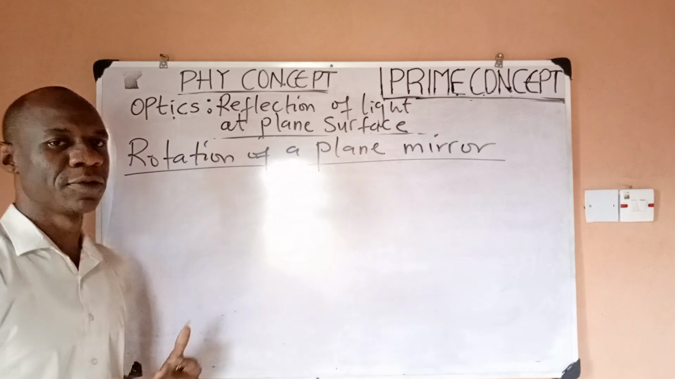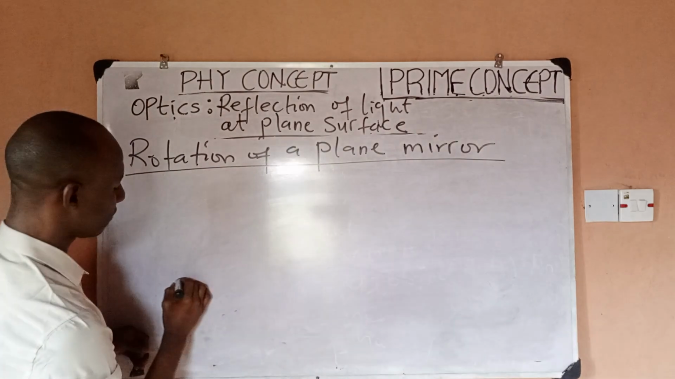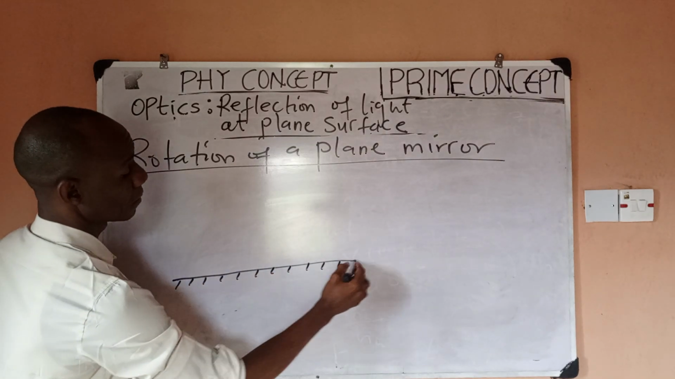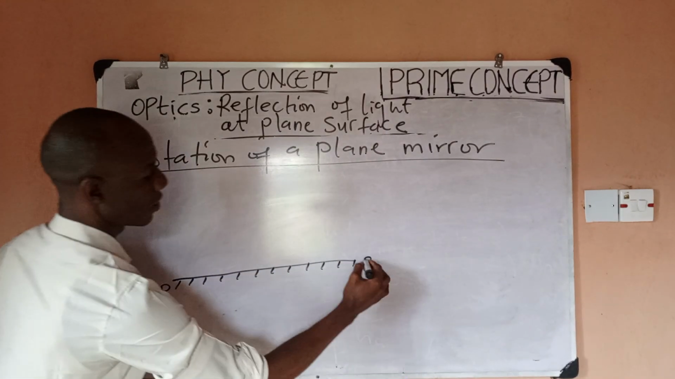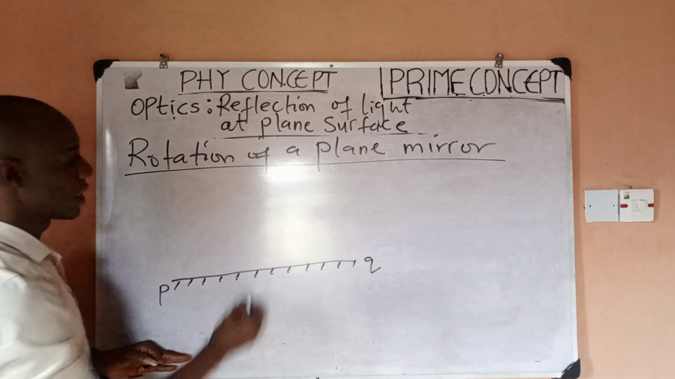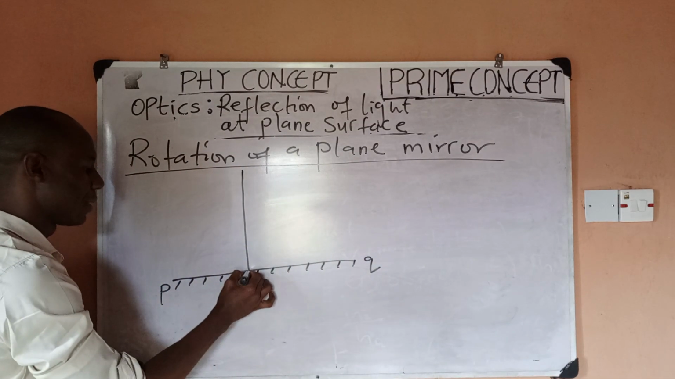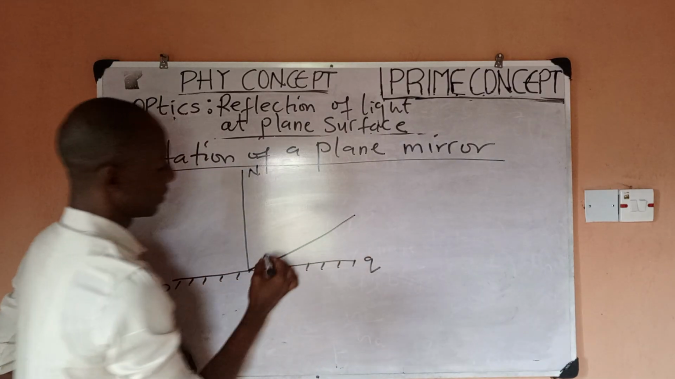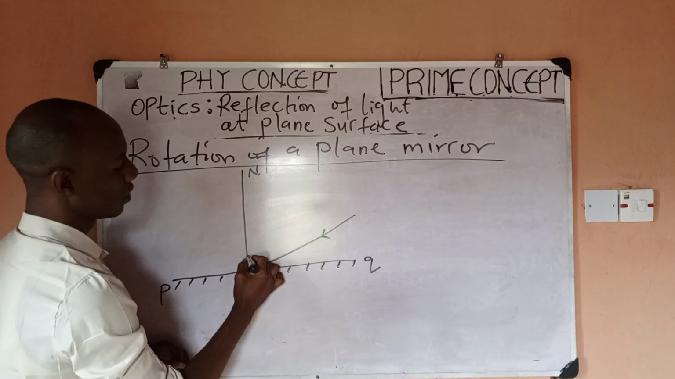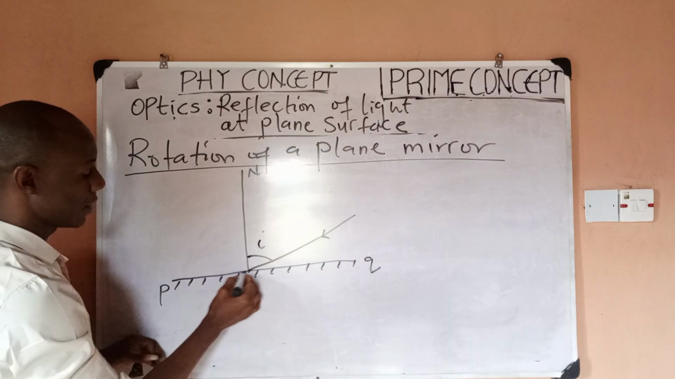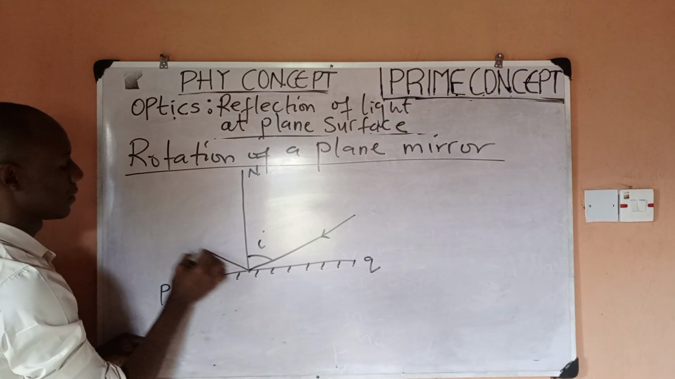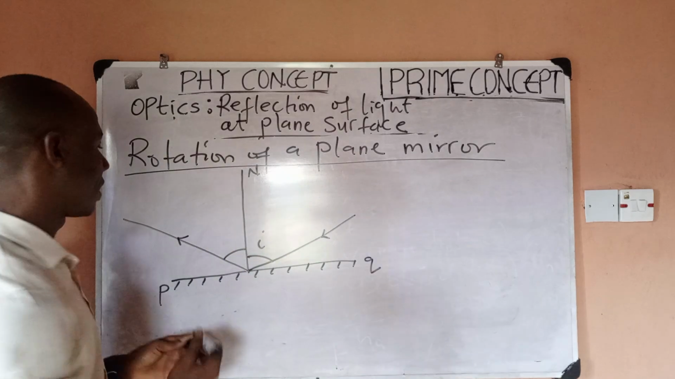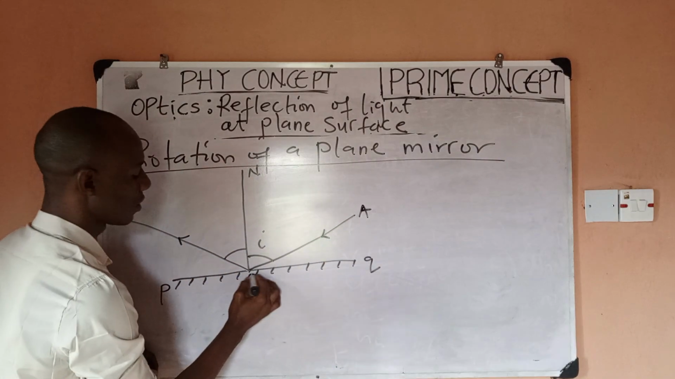So let's prove this mathematically. Now, I have a plane mirror like this. I'm calling one end P and the other Q. That's the length of my mirror. Of course, I would have my normal, which I will call N. This is my normal. This is my angle of incidence, and then I will have this as my angle of reflection. I'm going to call this A, this center O, and this B.